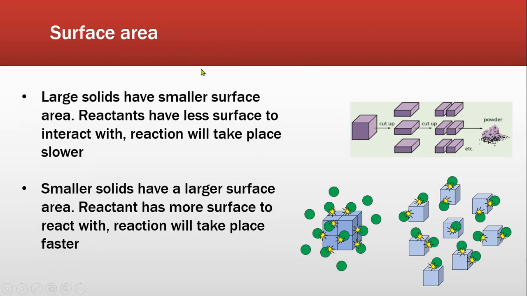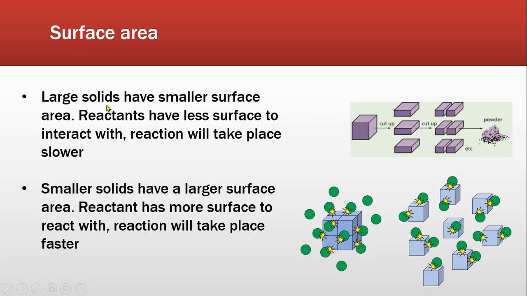So the first factor is surface area. Let's say, for example, we want to investigate how fast sugar dissolves in water. We are given a cube, we are given granules, and we are given powdered sugar. Which one would you expect to dissolve fastest? From your knowledge, you know that powder will react the fastest, but why?